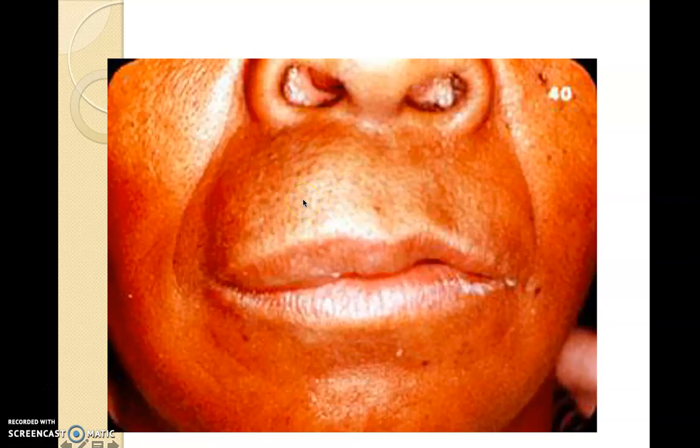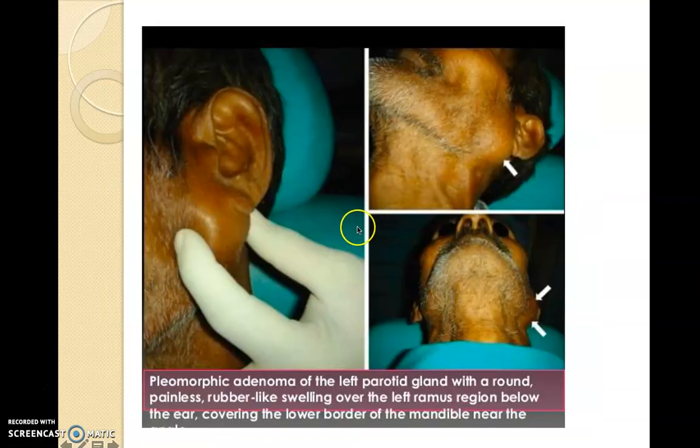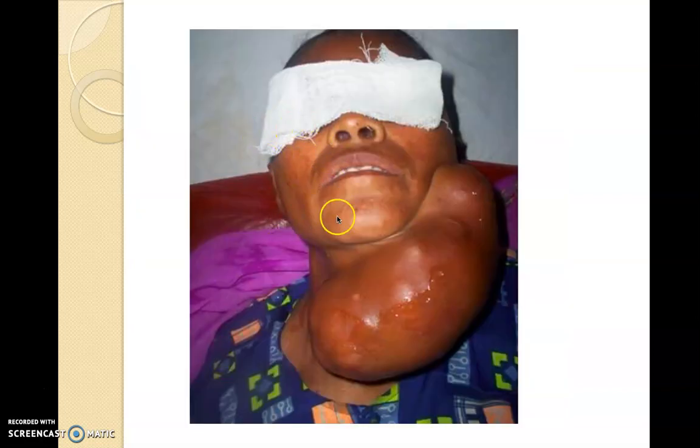Okay, so this is here, there's a submucosal mass if you see intraorally. So usually if you want to see a neoplasm of the salivary gland, you have to look from the front and also from the back and from the bottom of the patient. Okay. So you can see this is a very massive one.